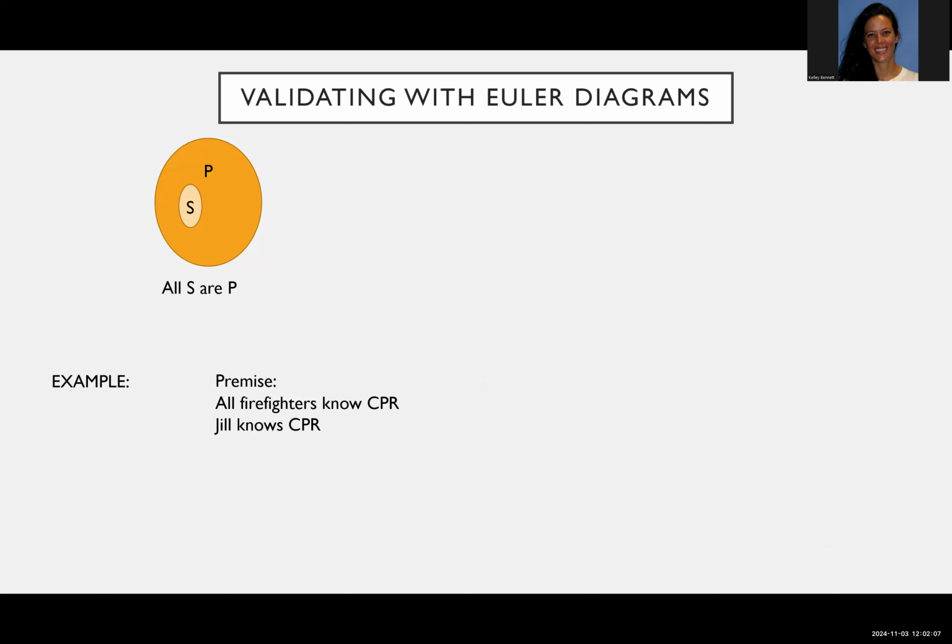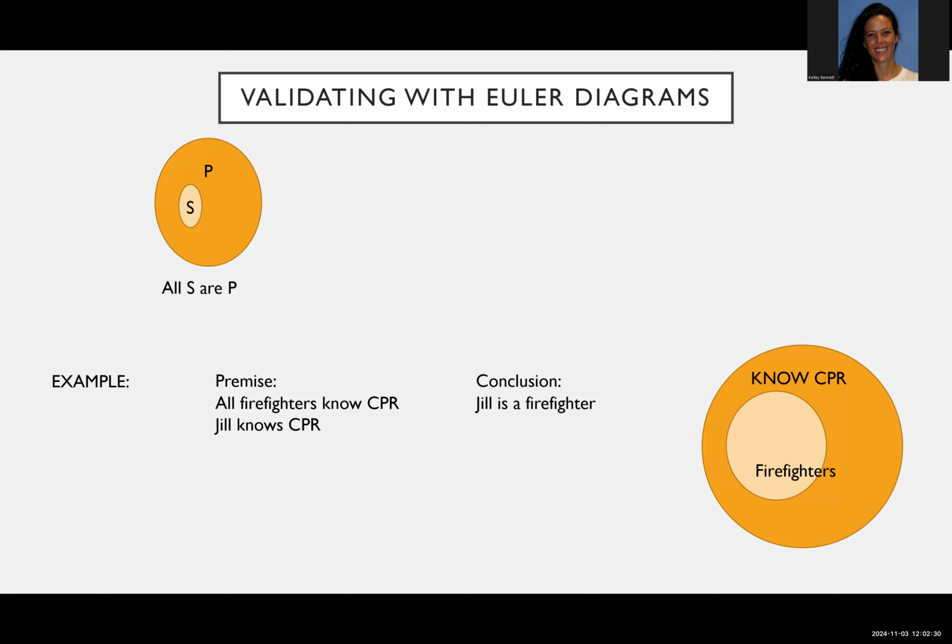All right, next example. All firefighters know CPR. So again, we've got S and P. Firefighters are S. P is people knowing CPR. Then we also have that Jill knows CPR. And we want to know if we can conclude that Jill is a firefighter. So we need to figure out, can we place Jill somewhere? Do we place her in the firefighter circle or not? Do our premises support that Jill would be in the firefighter circle? And I claim that you can't tell.